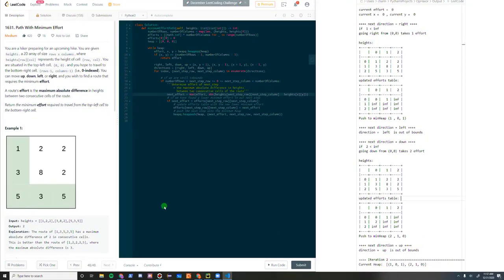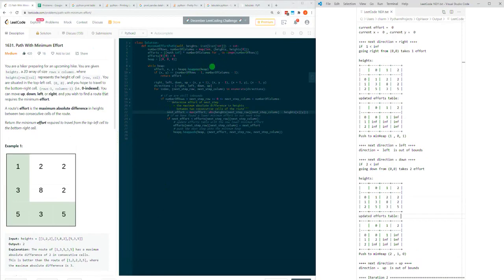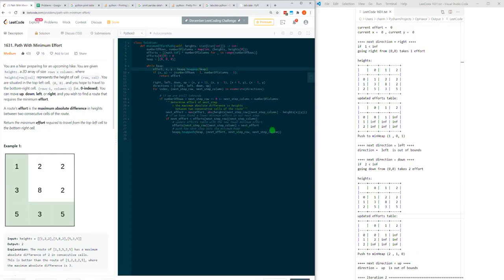Basically, going through the algorithm again, we're popping off the minimum next effort, and we're considering right, left, down, up directions. We're checking that we're not out of bounds for the next direction, and we're determining how much that next move costs. If that next move is less than what we have recorded in our efforts table, then we mark that down as our next. We update our efforts table with the new minimum weight, and we push that next effort with the next step onto the heap.